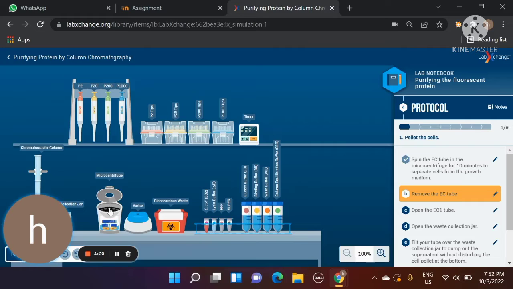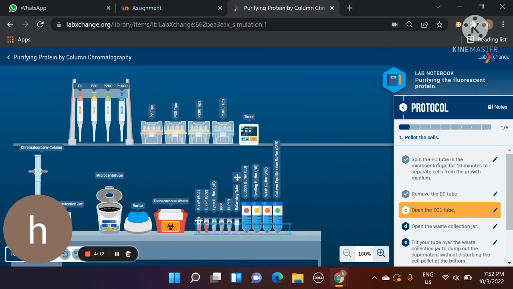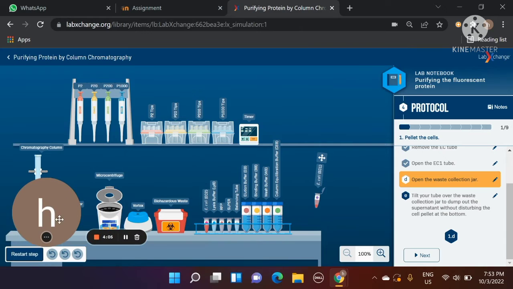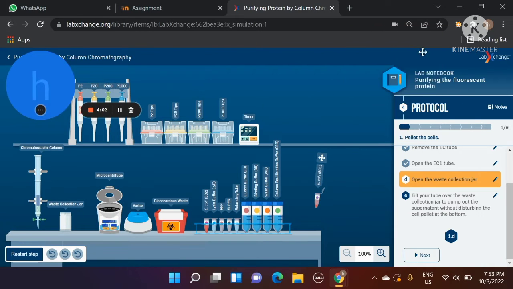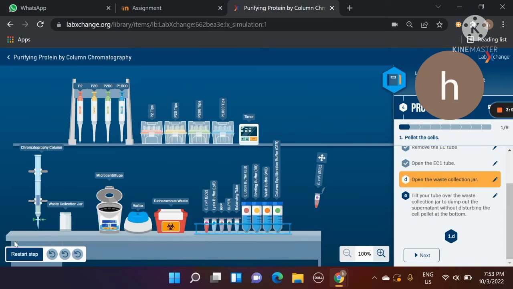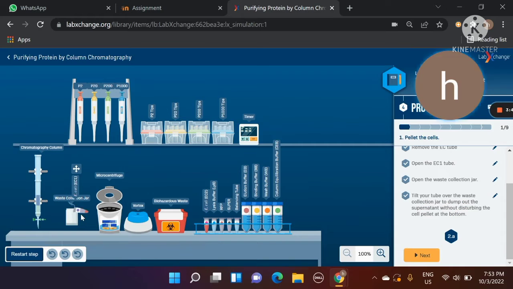Afterwards, close the microcentrifuge and run it for 10 minutes. Afterwards, we have to take the tubes into the racks, then open the EC1 tube. Afterwards, we have to open the waste collection jar. Then we tilt the tube to pour out the supernatant. Then we have already pelleted the cells.